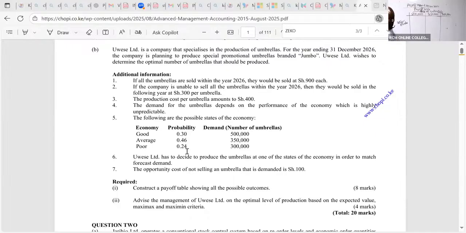Now, ladies and gentlemen, I can see chat. Sorry, just a minute. One minute. Oh, it's August 2025, August 2025, yeah. All right.